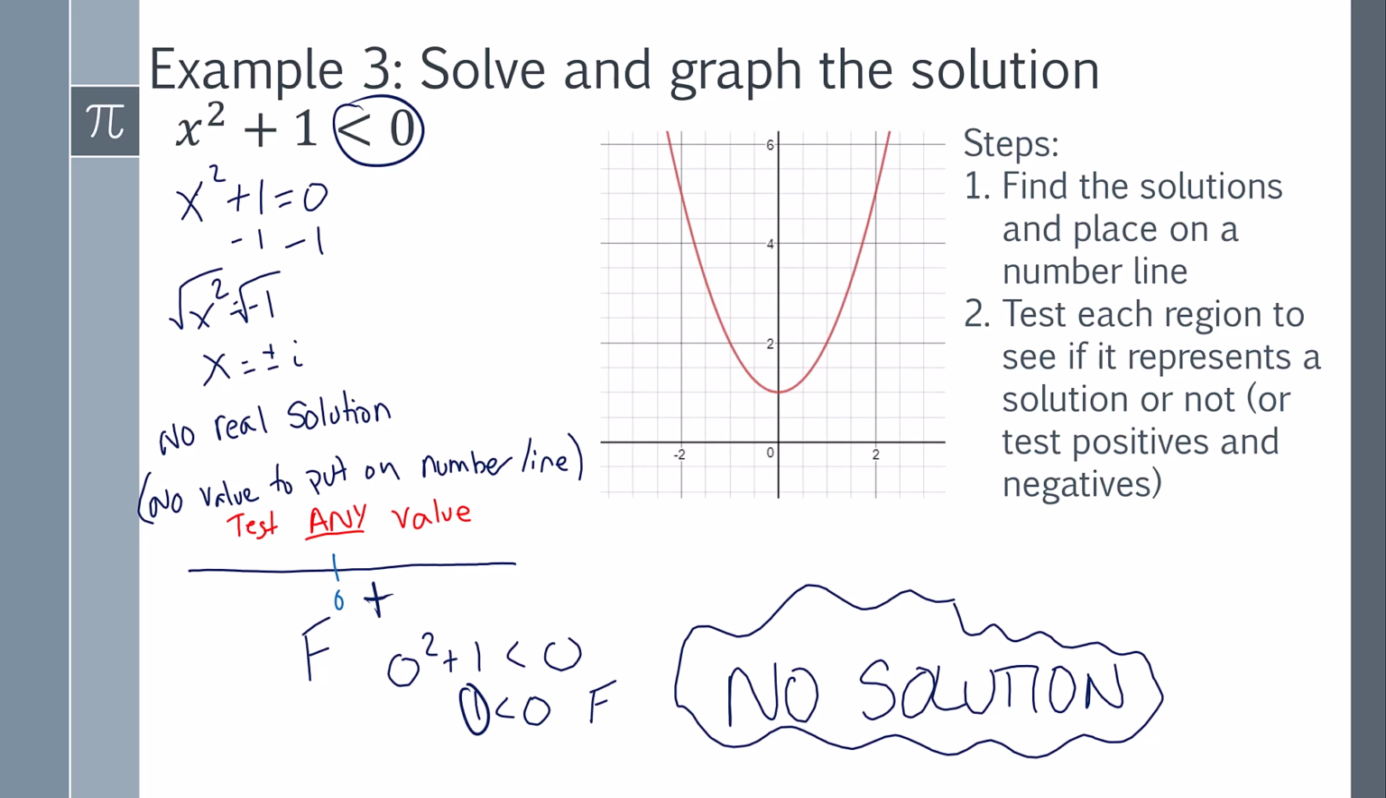And let's take a look at our graph. If we notice, all the values are positive. We're looking for where is my graph negative. And there were no negative values here.